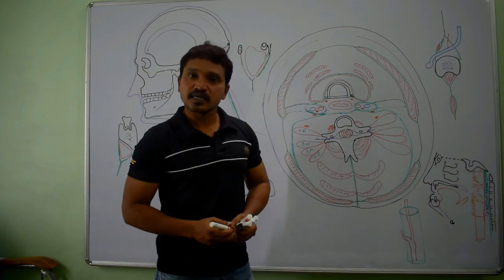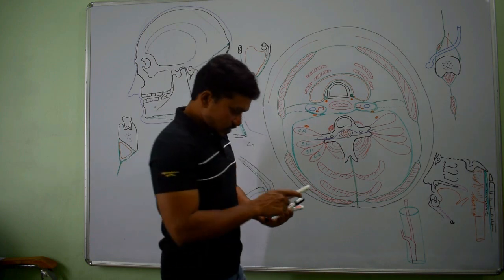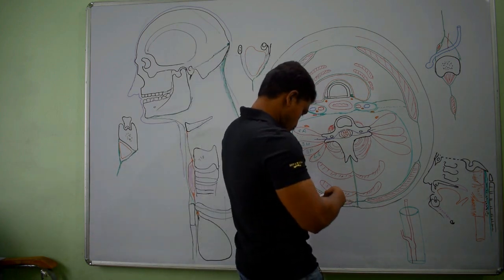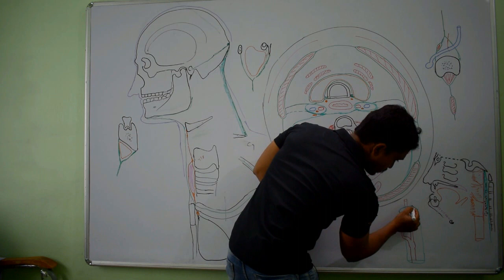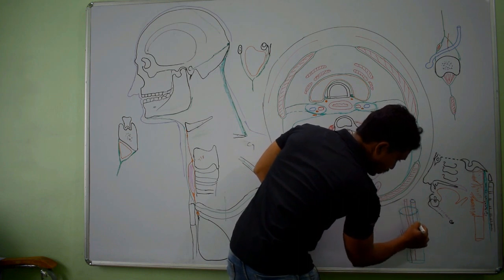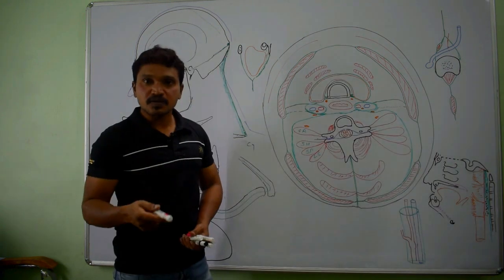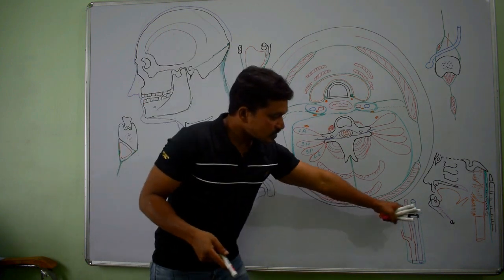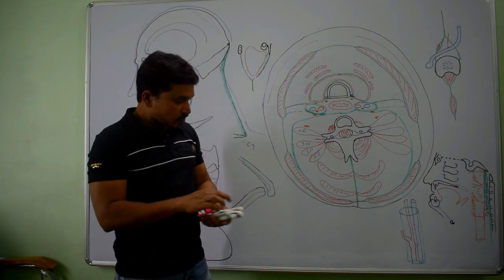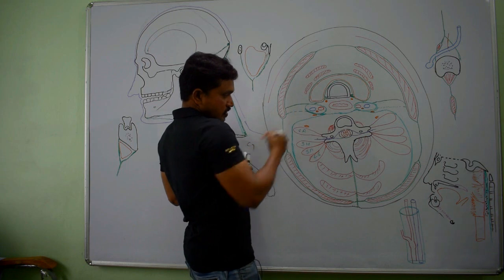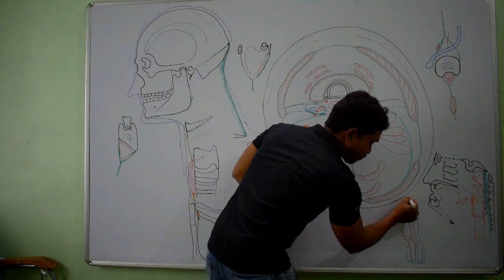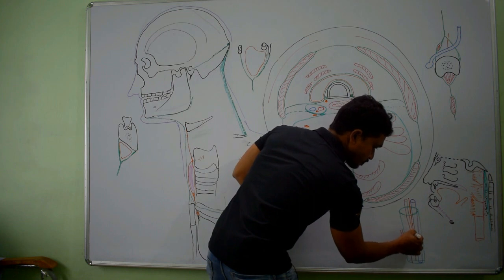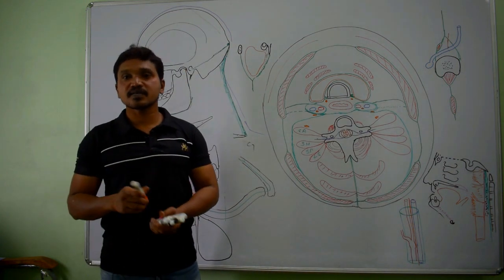Along with this, are any other structures present? Yes, two important structures. Those are a vein. Which vein is this? Internal jugular vein. In between the carotid system and the internal jugular venous system, there will be a nerve. See here, I have drawn here posteriorly, and in between these two, there is the vagus nerve. These are the contents of the carotid sheath.